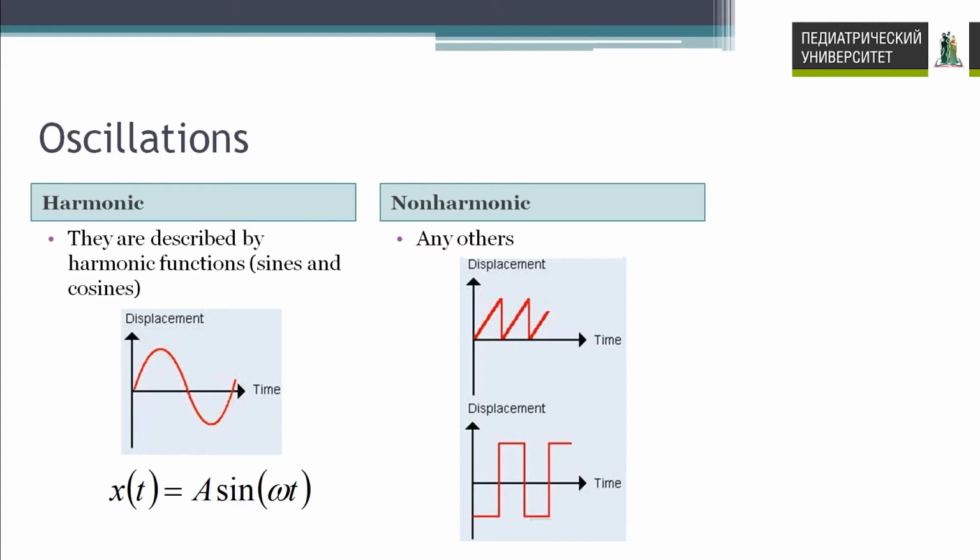What about non-harmonic oscillations? Everything is simple. They are all other oscillations that don't occur according to the law of sine or cosine. In the figure on the right part, you can see examples of graphs of the functions of such oscillations. For example, maybe this and this. Don't forget, please, the connection between time and displacement, as in harmonic oscillation, time and displacement.